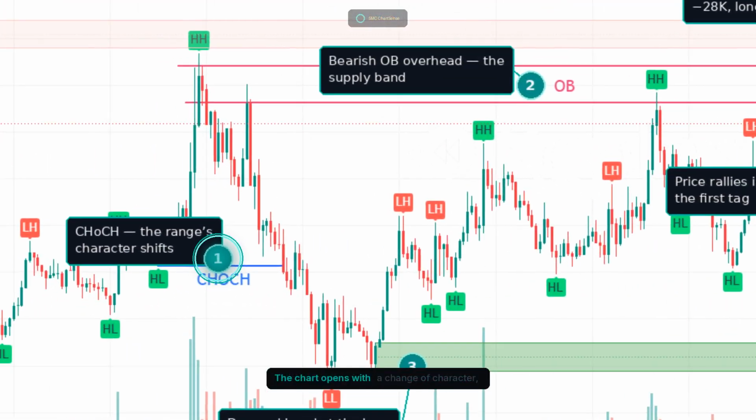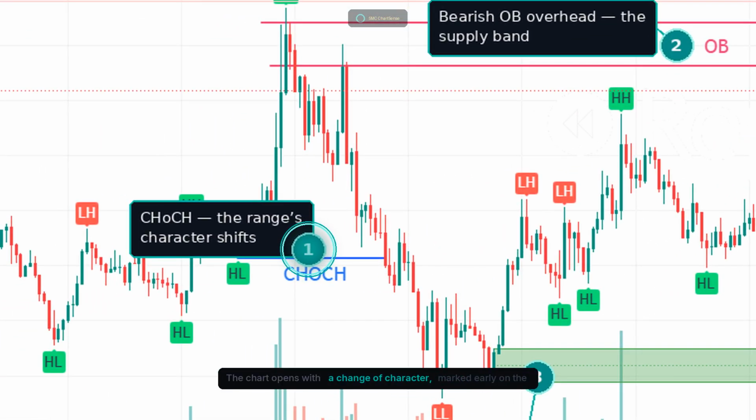The chart opens with a change of character, marked early on the left, shifting the structure upward out of the prior decline. From there, a broad range develops on the ZEC perpetual, a bearish order block overhead around 330 to 333, and a demand band at the lows anchoring the floor. The supply overhead is the zone this whole read revolves around.